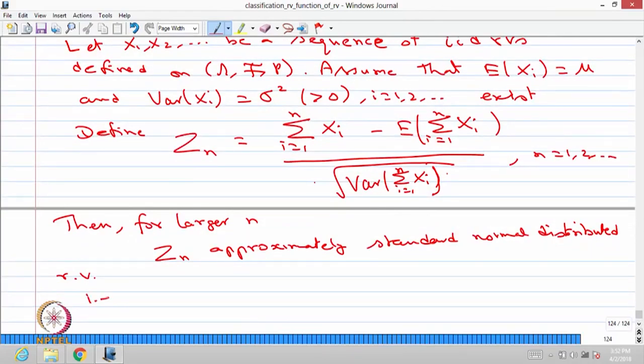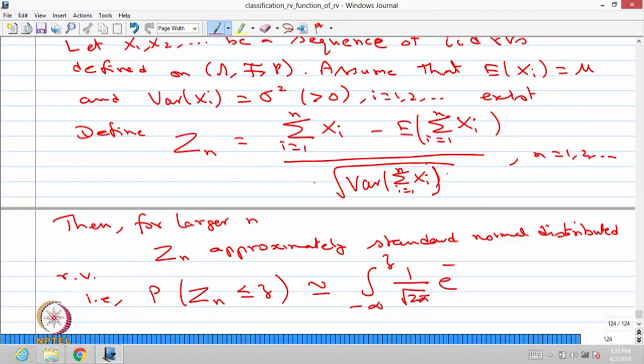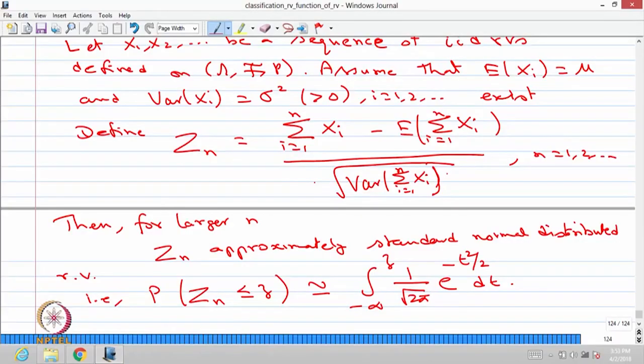That means, the probability of Zn less than or equal to small z is approximately the integral from minus infinity to z of 1 divided by square root of 2 pi, e power minus t square by 2 dt. This is valid only for larger n, that is very important. And that too, the CDF for the random variable Z is approximately the integration from minus infinity to z of 1 divided by square root of 2 pi, e power minus t square by 2 dt. That is nothing but the CDF of the standard normal distribution.